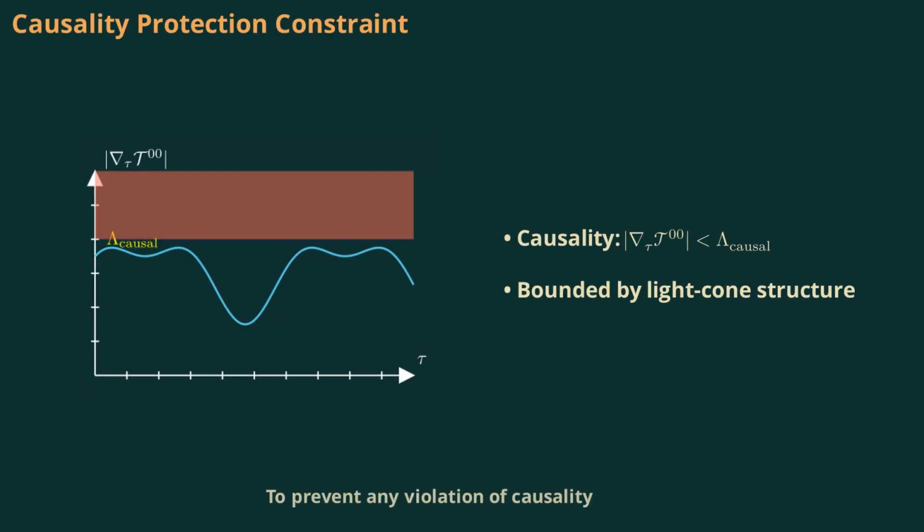To prevent any violation of causality, the framework imposes a strict bound on the magnitude of the temporal gradient of the energy density. This bound, denoted as lambda causal, is determined by the local light cone structure, ensuring that no information or influence can propagate faster than light. This constraint is essential for maintaining the physical plausibility of the system and avoiding paradoxical outcomes.